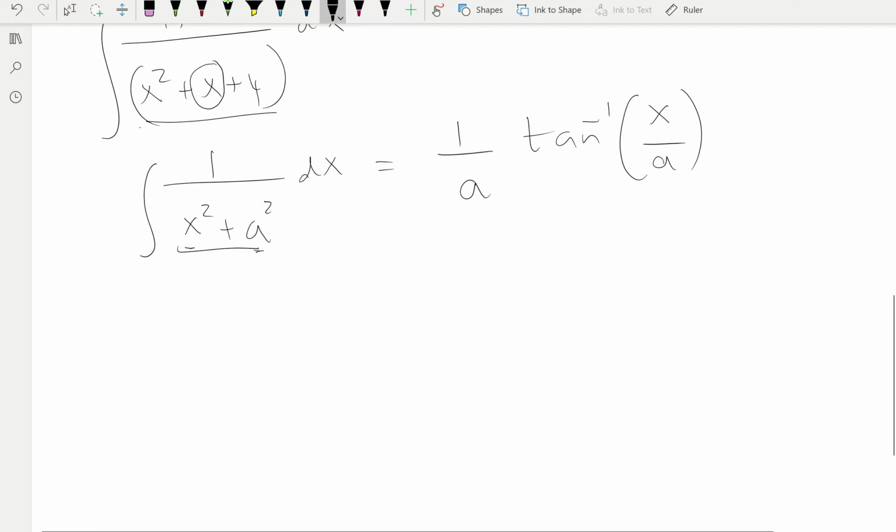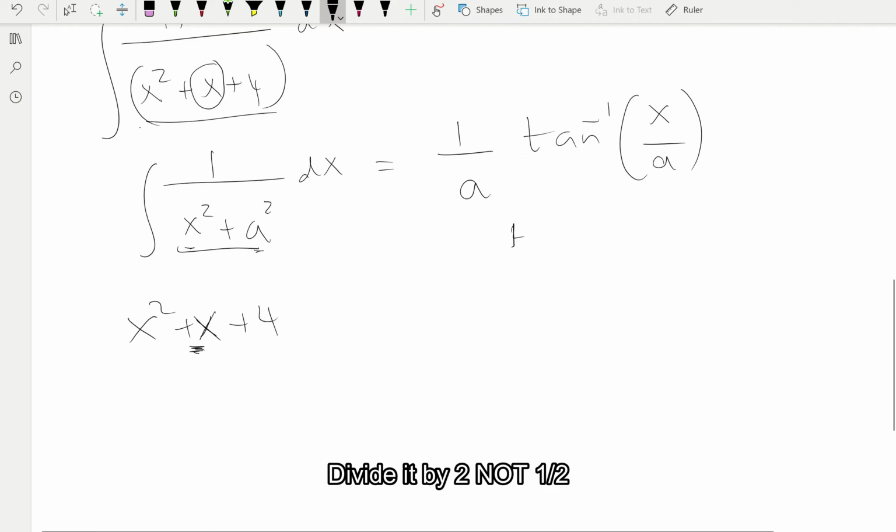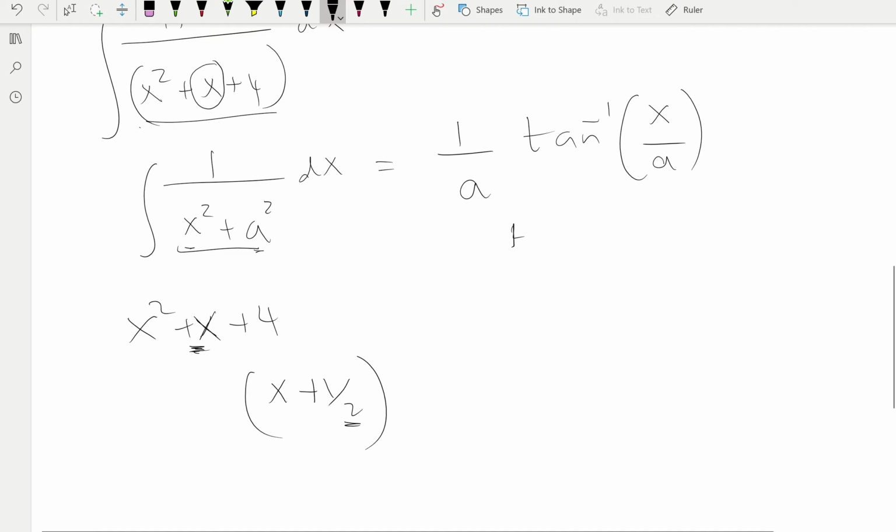So the goal is to write x square plus x plus 4 as a sum of 2 squares, dropping that x term. The method of completing the square is to take the coefficient of the term that you want to drop, the x term. The coefficient is 1, so divide it by 2, and you get half. Then write it as x plus half square. This half comes from 1 divided by 2. Always divide the coefficient by 2.